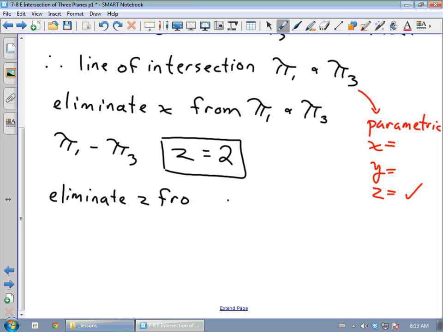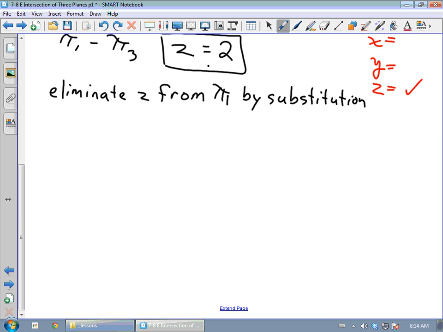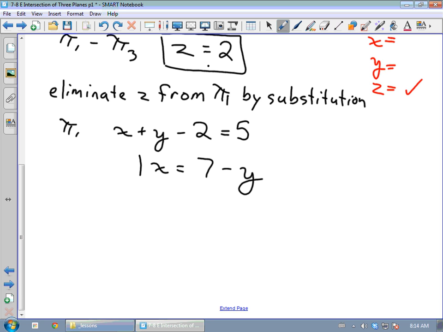I'm going to eliminate z from pi 1, and I'm going to do this by substitution. I have a value for z, which I just found, so I'm just going to sub this value for z into my equation pi 1. So pi 1 is going to become x plus y minus 2, that z value, equals 5. Then I can take this expression and rearrange it for either x or y. So let's rearrange this for x. Bringing that 2 to the other side gives us 7 minus y. There we've got our x expression over here.